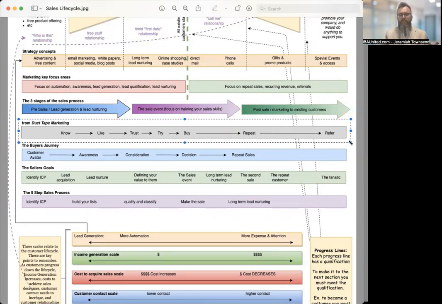It says, you want your customers to know, like, trust, try, buy, repeat, and refer. You want them to know that whole process. First, they know you, then they like you, then they trust you, then they try you, that low dollar offering, then they buy from you, then they repeat that process. They become multiple sales, and then they refer.